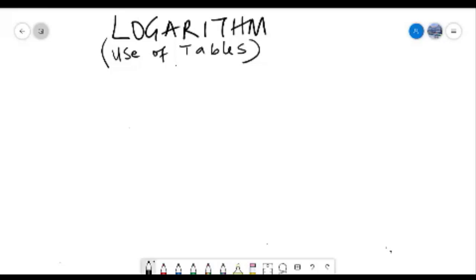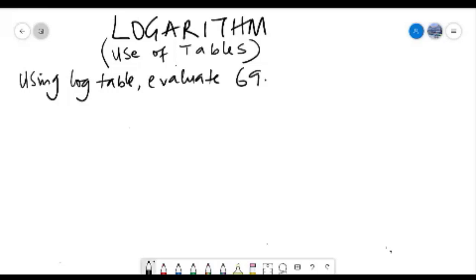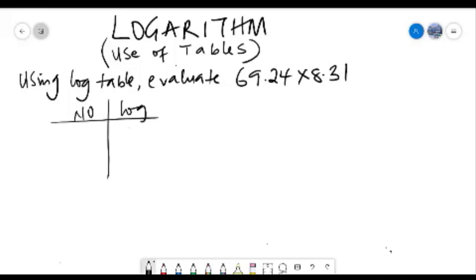Okay, using logarithm table, evaluate 69.24 times 8.31. Now, one of the first things you do is to draw a table. Write number, write log, and then of course write out the numbers 69.24 and then 8.31.